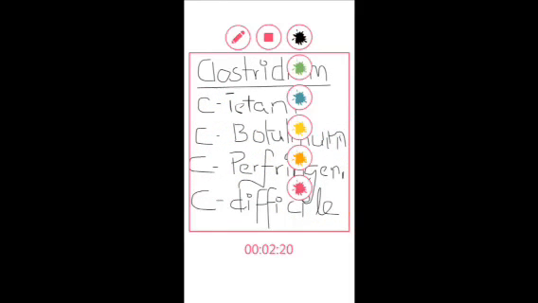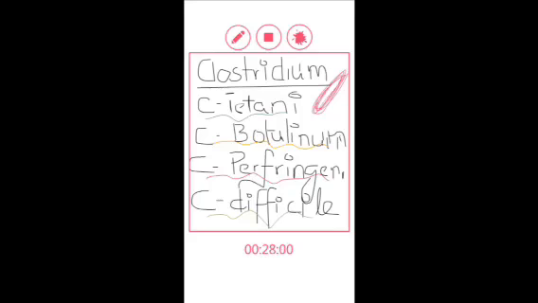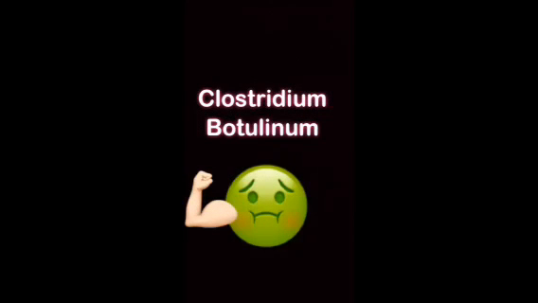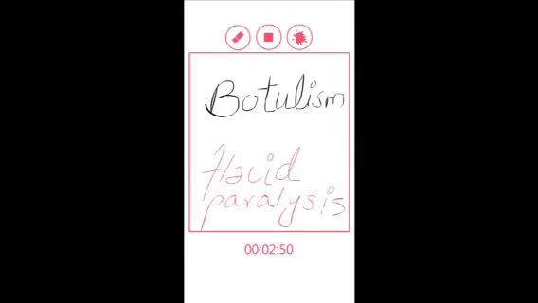It consists of 4 species: Clostridium tetani, which causes tetanus; Clostridium botulinum, which causes flaccid paralysis; Clostridium perfringens, which causes gas gangrene; and Clostridium difficile, which causes gastrointestinal upset when you take a lot of antibiotics. As you know, this is an anaerobe, meaning that it does not require any oxygen for its growth, and along with that it is spore forming. Clostridium botulinum causes botulism. Now, botulism is a flaccid paralysis.